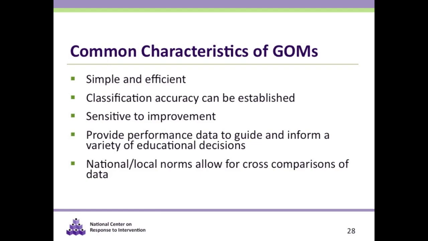Classification accuracy can be established. That means that the classification accuracy tells you the extent to which the tool is able to accurately classify whether students are at risk or not at risk. They are sensitive to improvement, which means that they are able to measure the extent to which improvement on this assessment actually indicates that a student is making progress toward the outcome of interest. And if a student is not making progress, that is suggestive of them being at risk for a problem in that academic content area. They also provide performance data to guide and inform a variety of educational decisions.